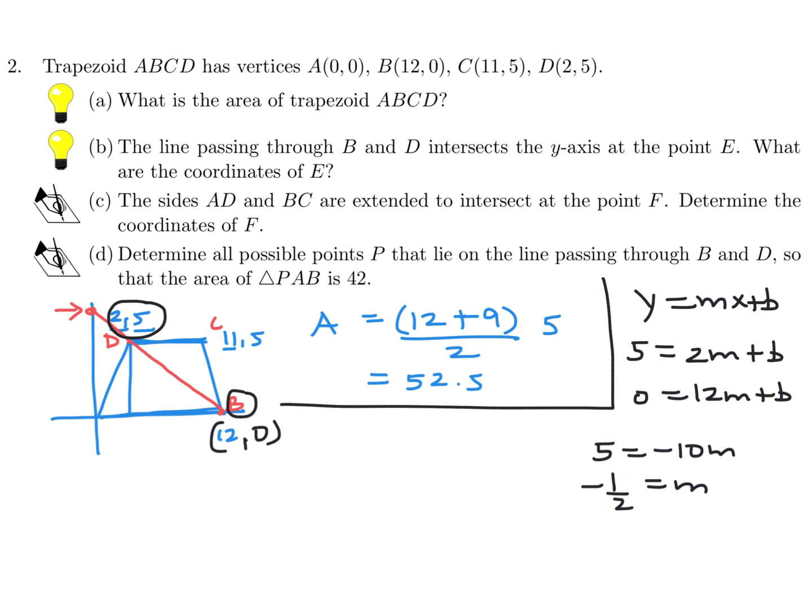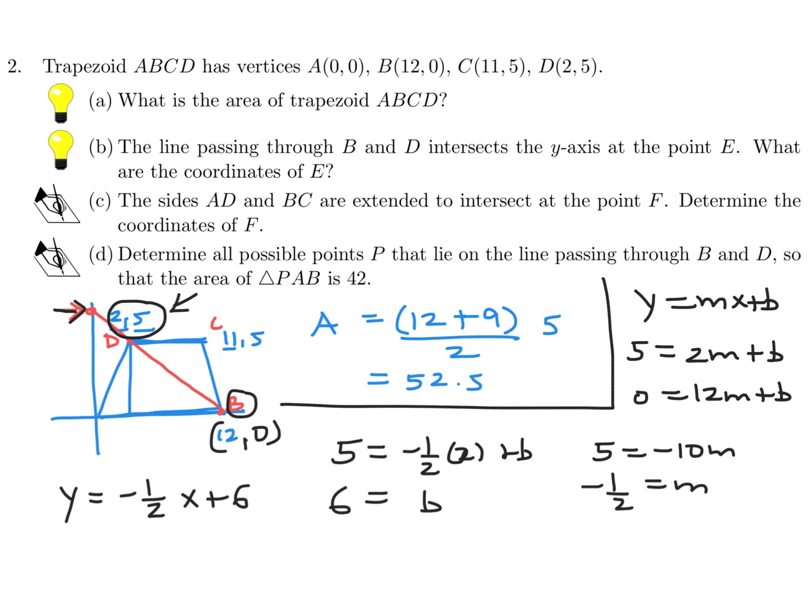Sub that back in with a point. It doesn't really matter which you use. Let's just use this point. That means 5 is equal to negative 1/2 times 2 plus b, and that means b is equal to 6. So the equation of that line is y equals negative 1/2 x plus 6. And this point is when the x-coordinate is 0. So when x is 0, y would be 6. Therefore that point is (0, 6).